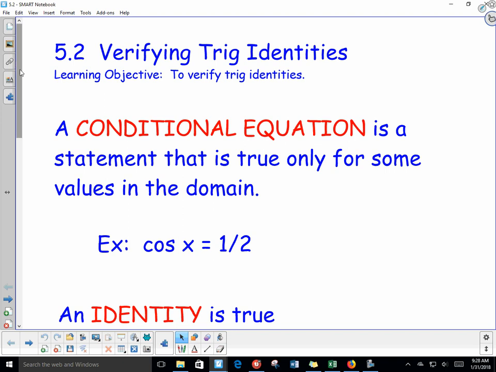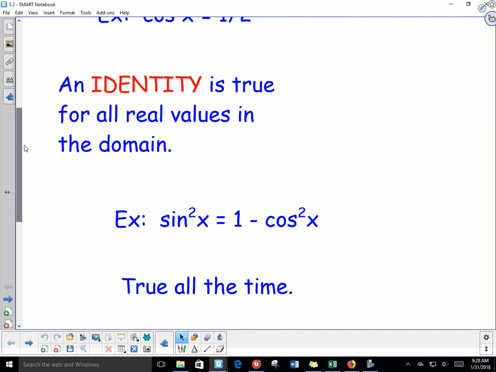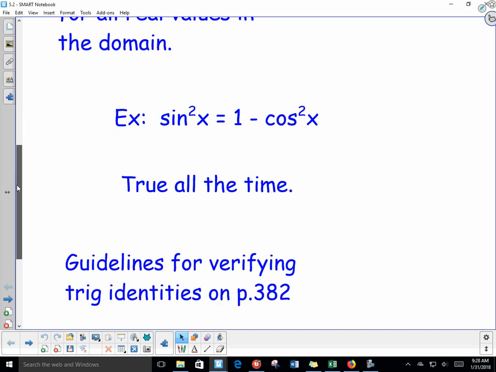An identity is true for all real values in the domain. So for example, sine squared x is always going to equal 1 minus cosine squared x. It's true all the time, no matter what x value you plug in.